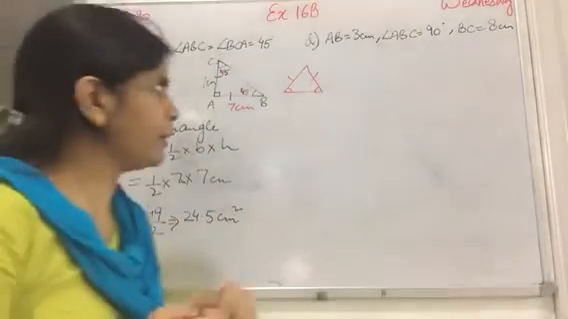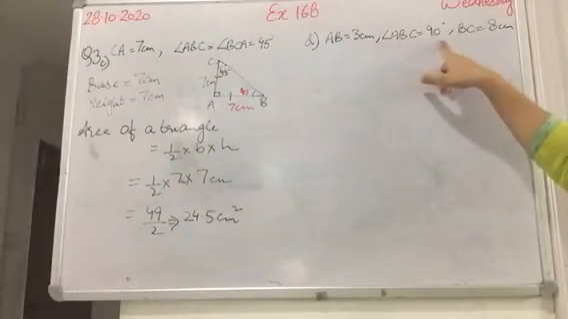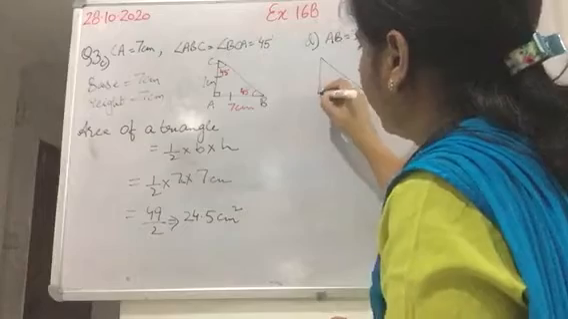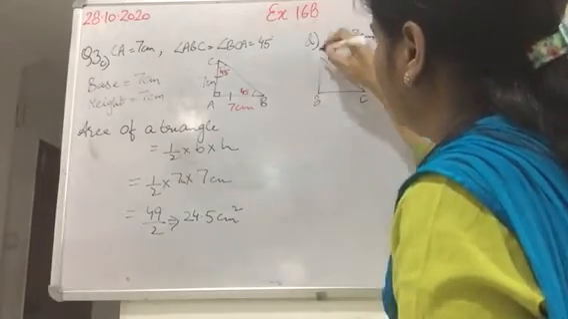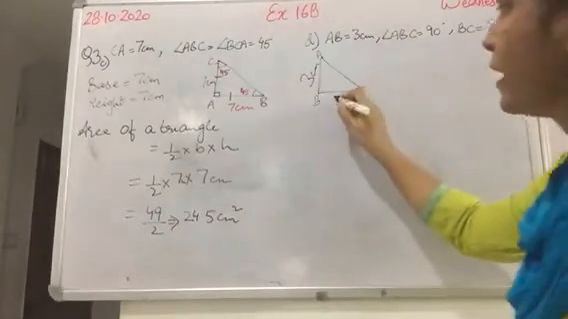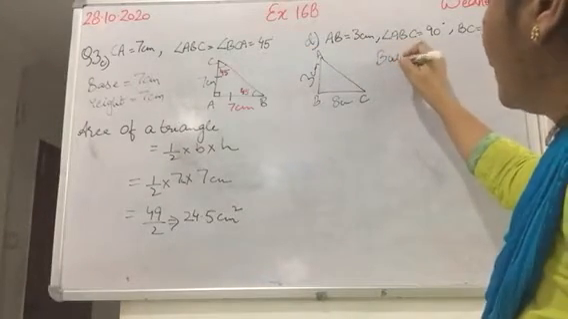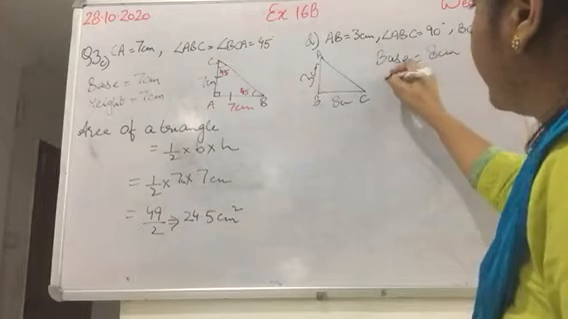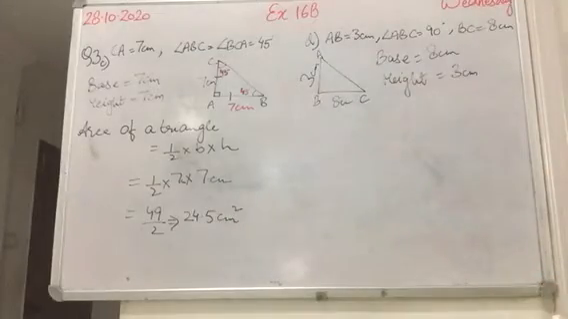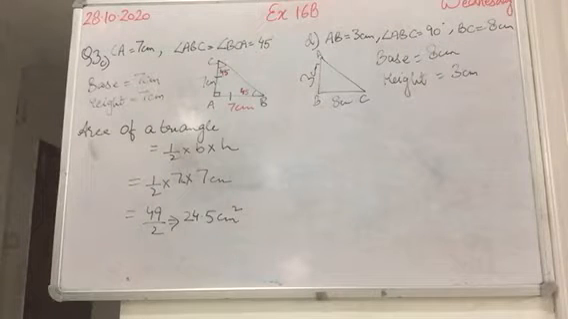Clear? Now D part. In D part, AB is 3, angle ABC is 90. That means a 90 degree angle is formed at vertex B. So this is a right angle triangle. This is B, this is C, this is A. AB is 3 and BC is 8. So base is 8 centimeter, height is 3 centimeter.